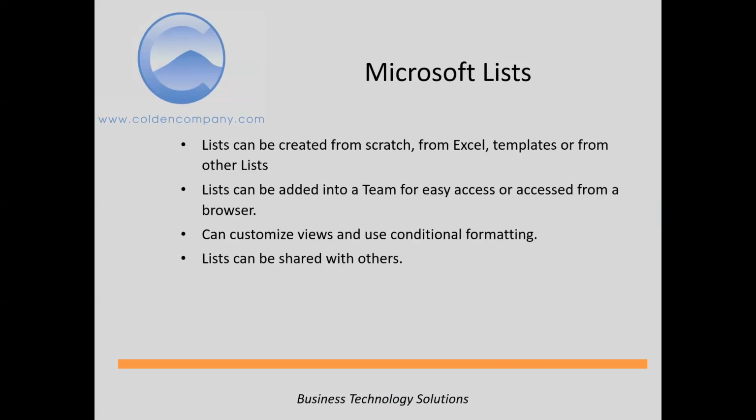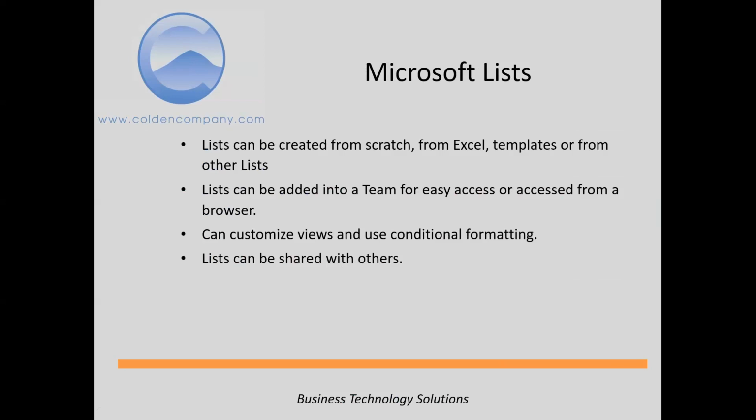Okay, so lists can be created from scratch. You can take an Excel spreadsheet and make a list from it. They have those templates, as we mentioned. You can create a list from another list. There's lots of ways to create your Microsoft lists. And those lists can be added into Teams, as we mentioned, for easy access, or you can access them from a browser. You can customize the views. You can use conditional formatting, much like you can in Excel, so it's got a lot of those Excel-type features. And of course, being a Microsoft 365 product, it's easy to share that data with others.